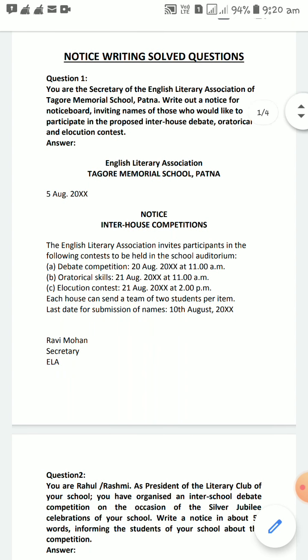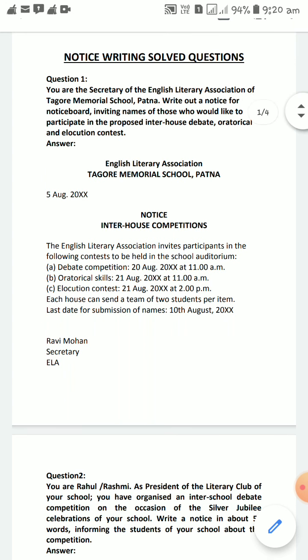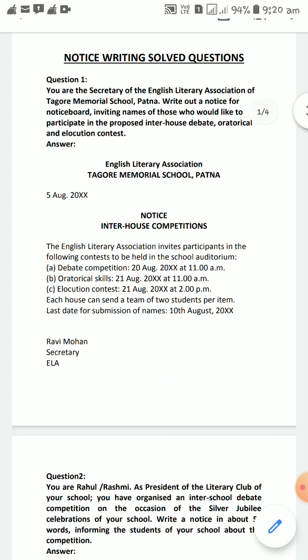Another important thing: after writing a notice you can draw a box. In these examples I haven't drawn a box, but you can. After you complete writing the entire notice you can draw a box. Now let me come to the very first question. The format is important, so dear students, please check the format very carefully.